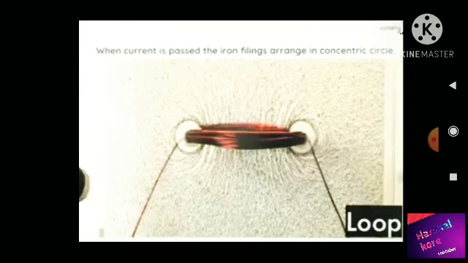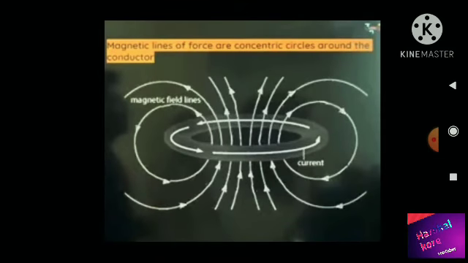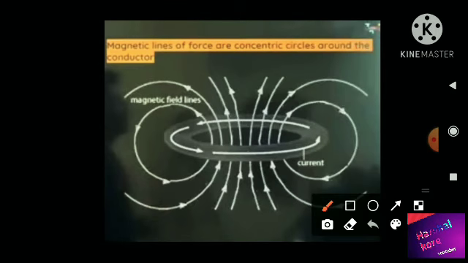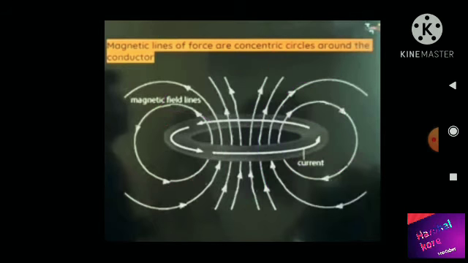These are the magnetic field lines of the field produced by a current carrying circular loop. What are the specific points of this? For example, magnetic lines of force are concentric circles around the conductor. We know the wire is a conductor, here a circular loop. When the current flows, it looks like north to south, north to south. On both sides, the magnetic field lines look like concentric circles. So this is the feature of the magnetic field due to a current carrying circular loop.